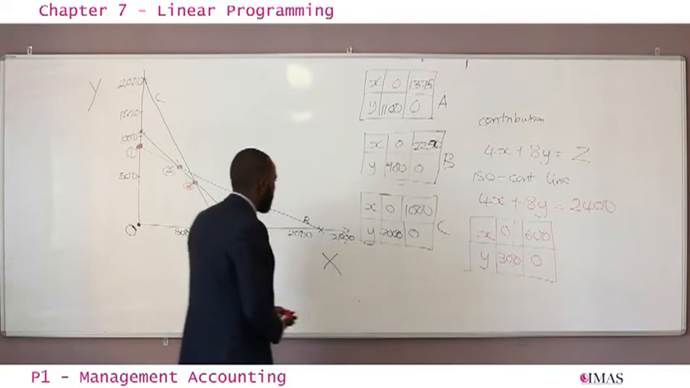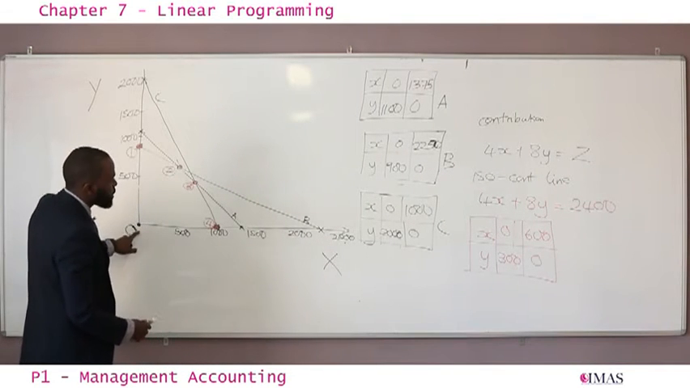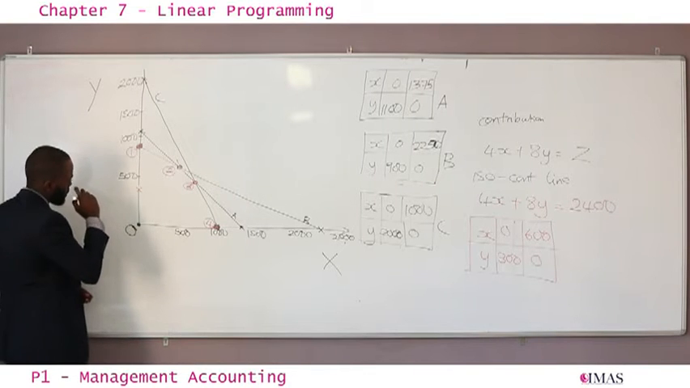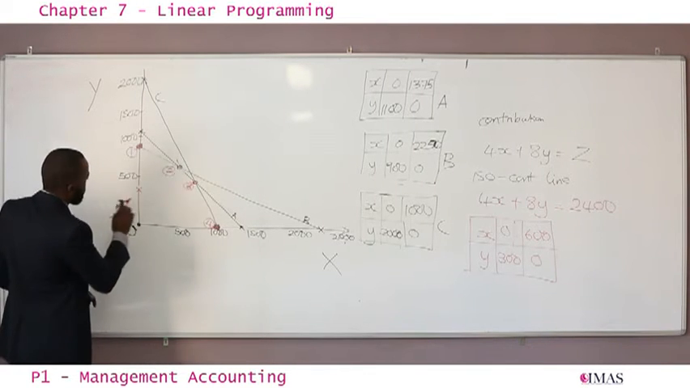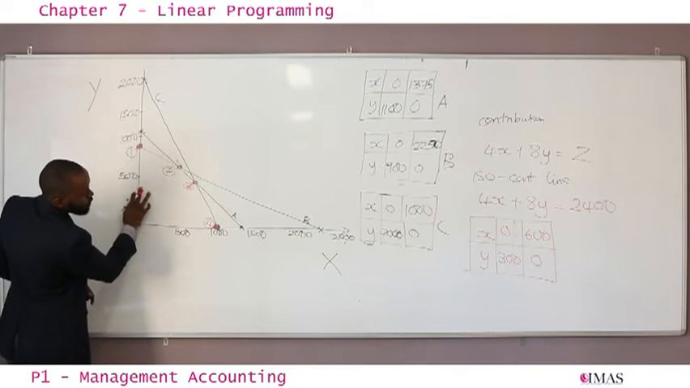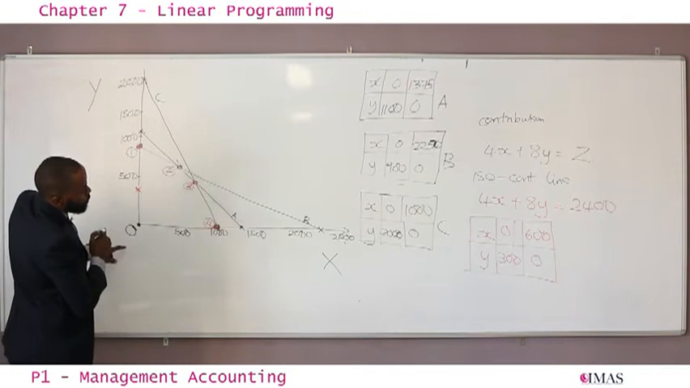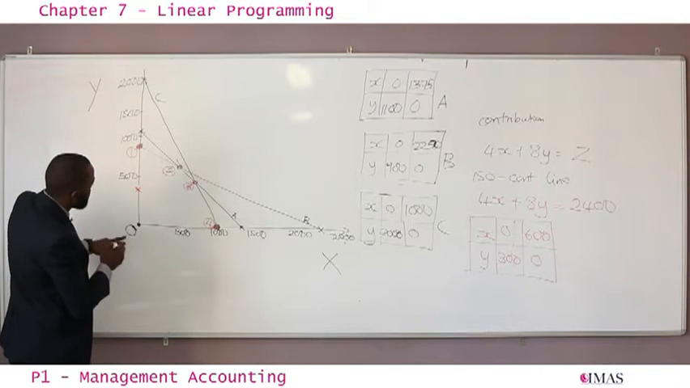And we come to our graph. We draw when x is 0, y is 300. Yeah, when x is 0, y is 300, so we have a point here. Then when y is 0, x is 600.